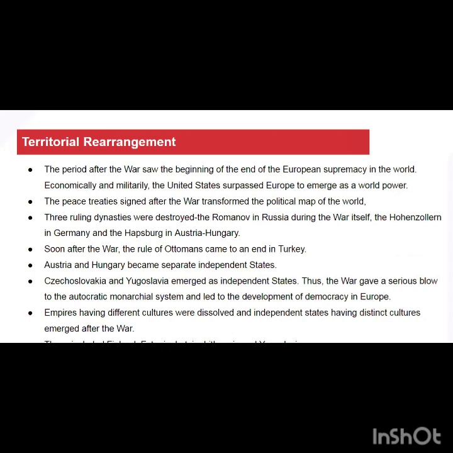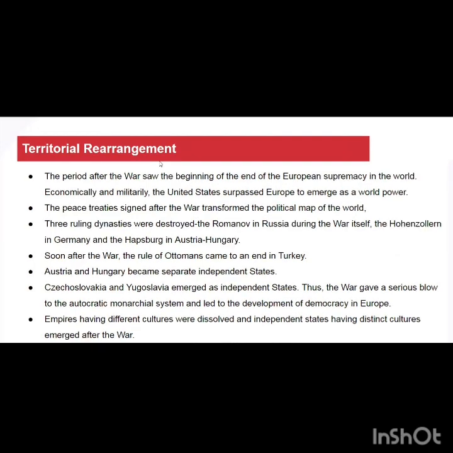Okay, next important consequence of World War One is territorial rearrangement. So the first consequence we saw was the Treaty of Versailles, which is also a cause of World War II. The second important consequence or effect is territorial arrangement. Okay, so this period we saw is the beginning of the end of European supremacy. Up till World War One, the dominant entities in the world were Britain and France. Okay, and especially Britain was the most powerful country of the world, and Europe dominated the world.